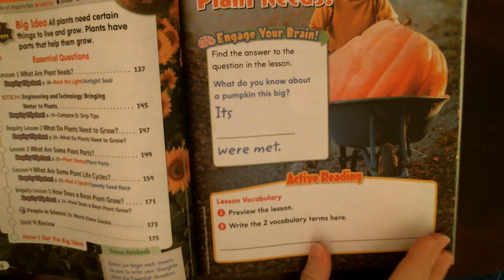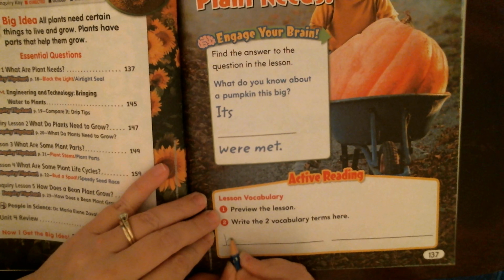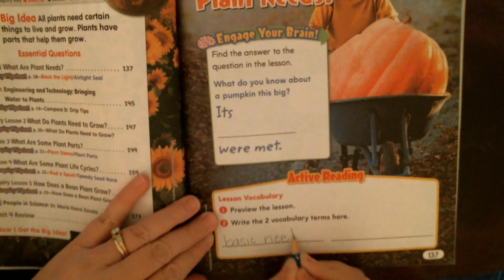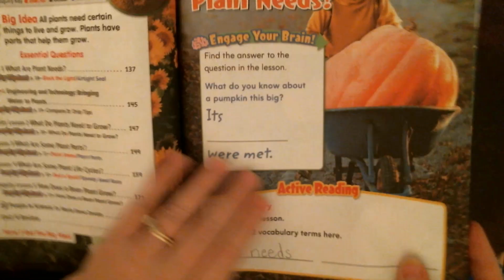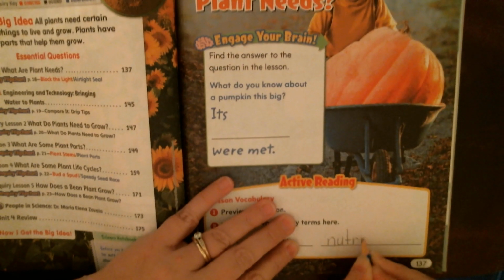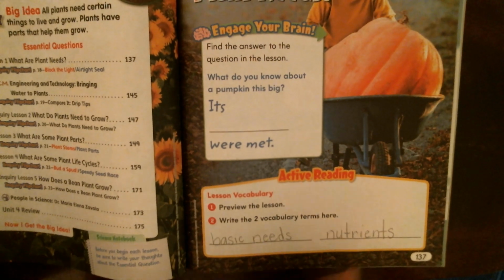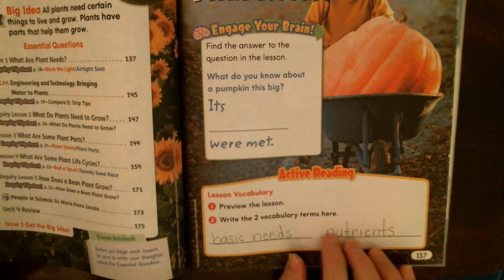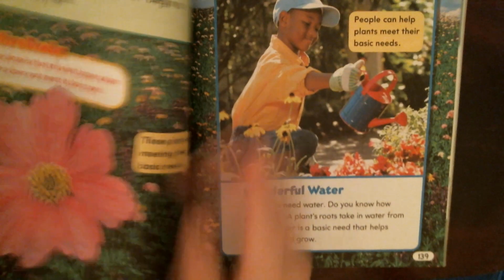So we have two vocabulary words that we're going to work on in this unit. The first one is basic needs. Okay. And our next one is nutrients. Nutrients. All right, so those are the vocabulary words we're going to be working on today. So at the end, we should understand what the basic needs of plants are and what the word nutrients is.